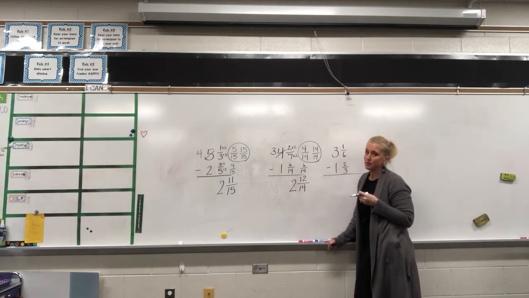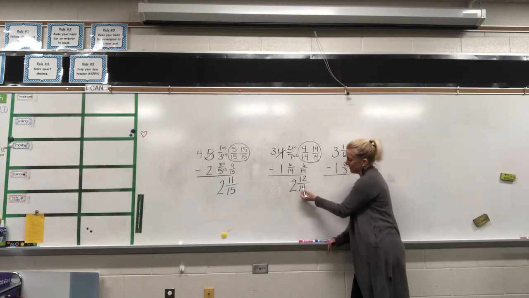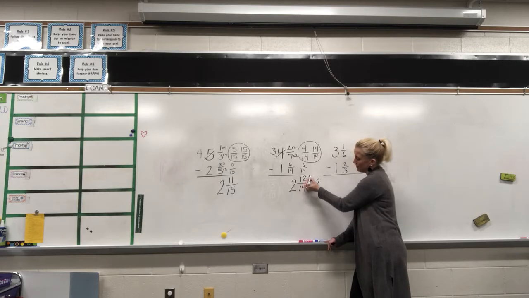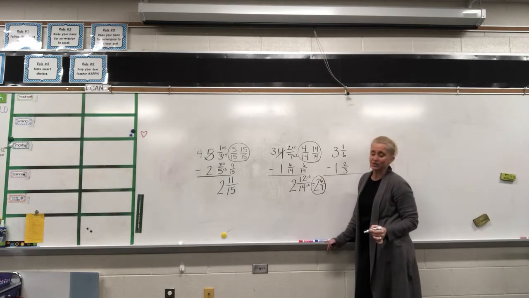If you want to be a double rock star, you got to simplify that. So when I look at this, I realize, ooh, those are both even numbers. I can divide that by 2 and divide by 2. So that would give me 2, and 12 divided by 2 is going to be 6. 14 divided by 2 is 7. So my double rock star answer is going to be a 2 6/7.